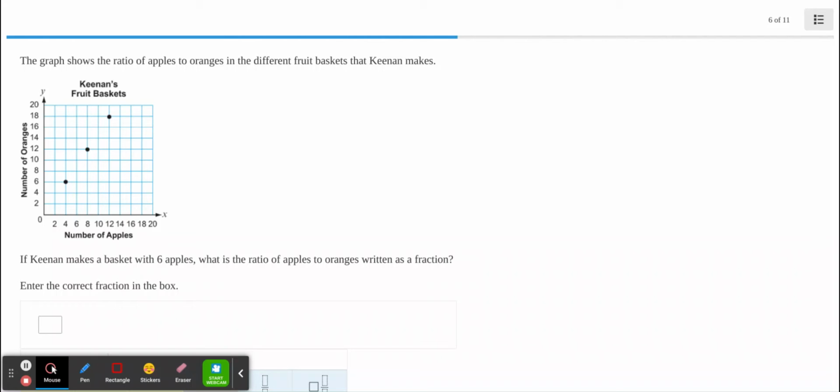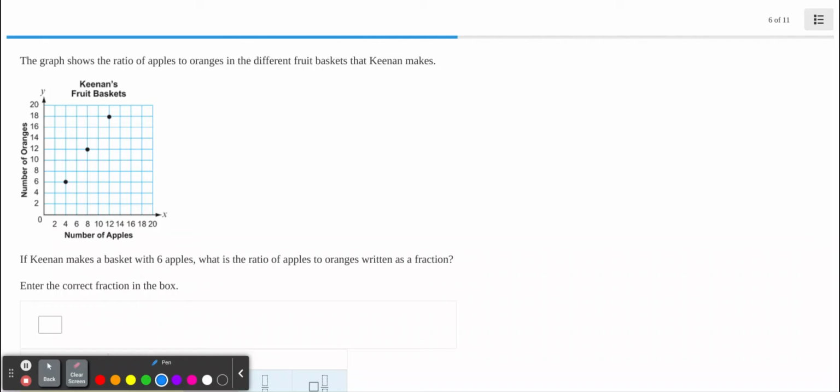And it looks here like our ratio starting out, we know is 4 apples will give us 6 oranges. Again, if we look at our graph, we can see that 8 apples will give us 12 oranges. And last but not least, we know that 12 apples will give us 18 oranges if we look over at this side. So our question says, if Keenan makes baskets with 6 apples, what is the ratio of apples to oranges written as a fraction? We've got to enter the correct fraction into the box. On yours, you just needed to write in your answer.